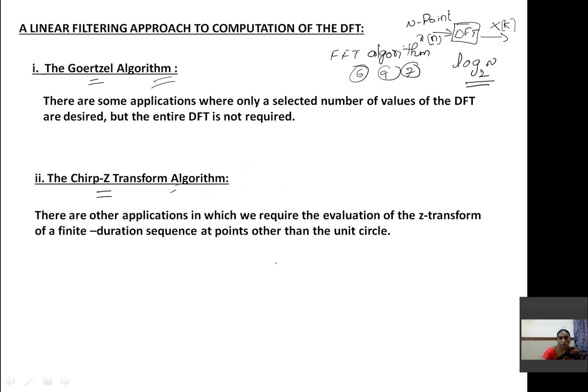Now coming to the first one, the Goertzel algorithm. These are linear filtering approaches. Here you just develop one filter. Input is applied and then you can get the output. Based on the convolution method you can find the output, that is convolving the input with the filter impulse response. In such a way we develop the filter, and based on the particular filter design and the input, by convolving these two you can get the desired value, that is x of k. We are using that approach. That's why the filter is linear in nature and it is said to be a linear filtering approach.